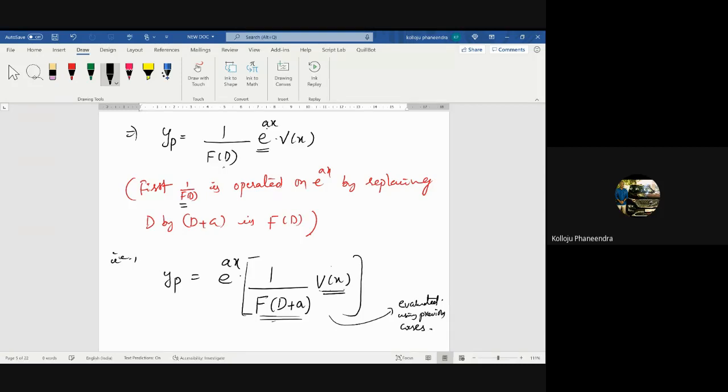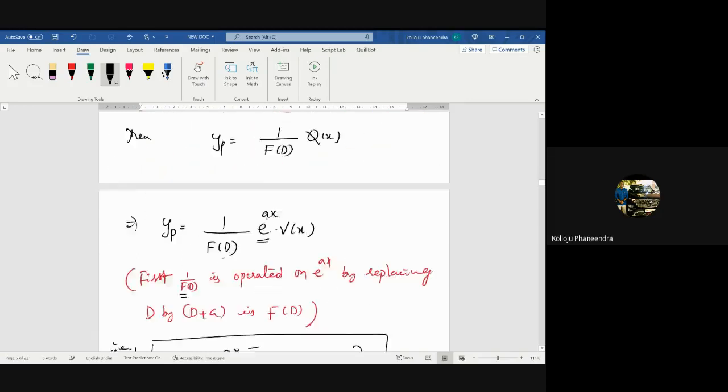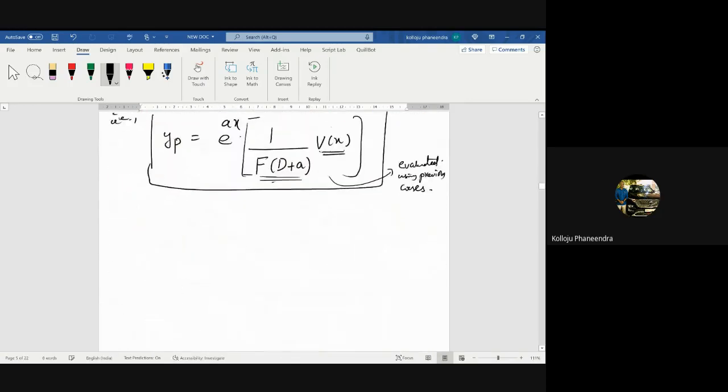x power k or sin mx or cos mx. Like that you can evaluate. This is very important. This part is important. Done. Now how many cases are over? Case 4 is done. Now case 5.